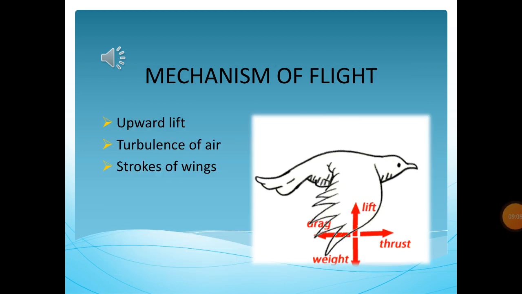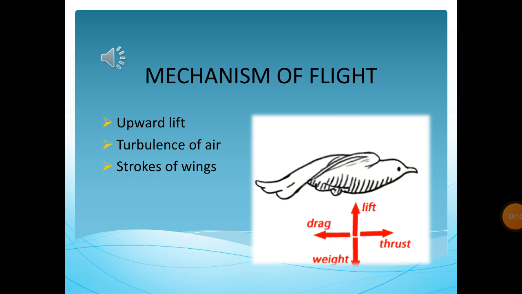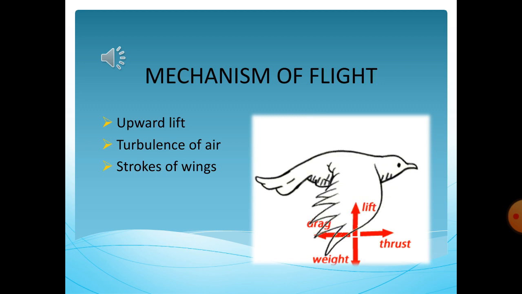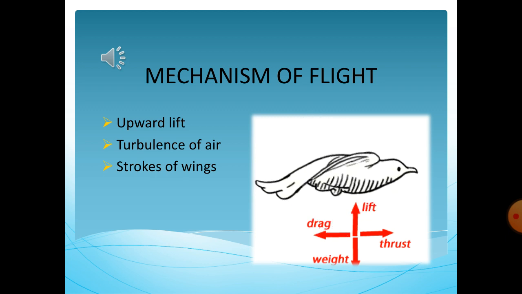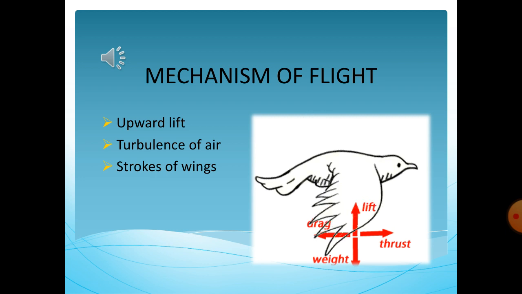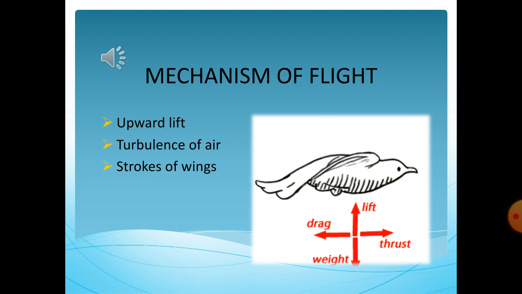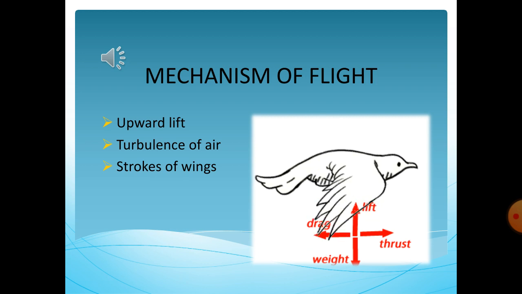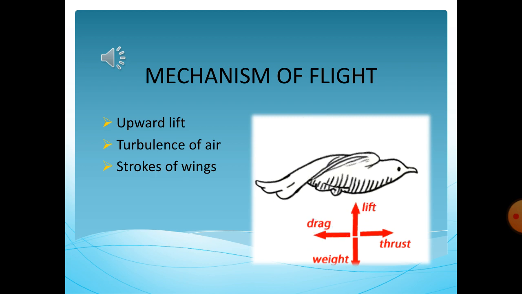Mechanism of flight. Bird flight consists of three main parts: upper lift, turbulence of air, and stroke of wings. Before describing the flight mechanism, I am telling you about the main forces acting in bird flight. There are four types of forces you can easily see in this GIF. The first one is lift, the second one is weight, the third one is thrust, and the fourth one is drag force.